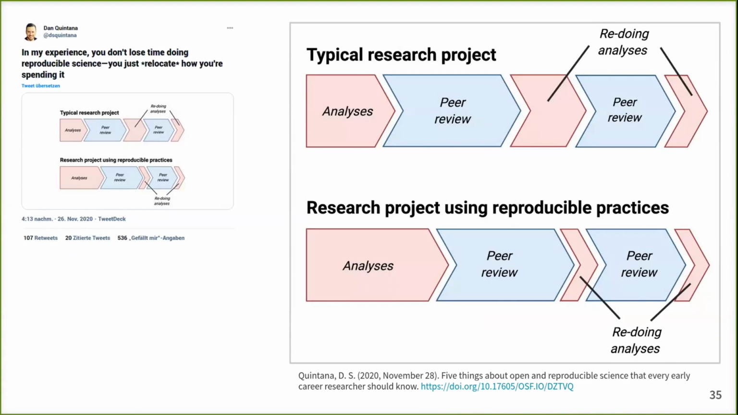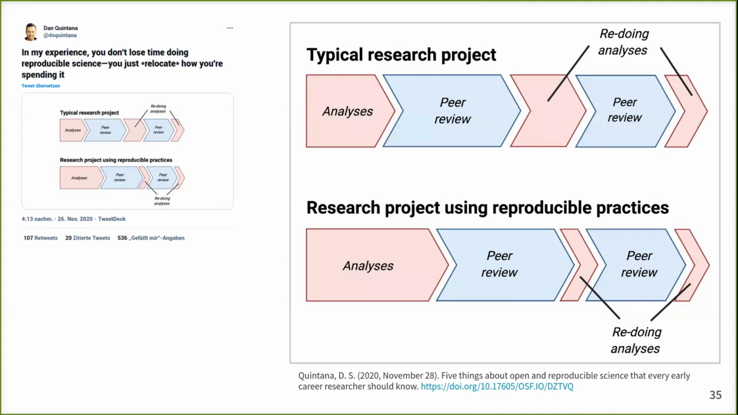Then I mentioned that working in a reproducible way doesn't mean that it's more work. This is a really nice figure by Dan Quintana from the famous science podcast Everything Hurts. Here he created this figure to compare a typical research project where you spend less time on the initial analysis, then go into peer review, and you have to redo things during peer review.